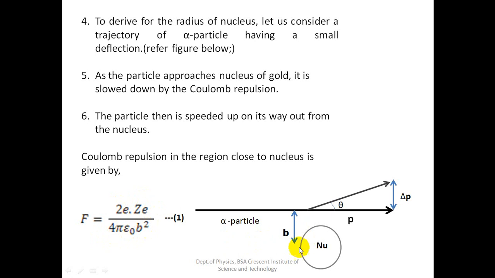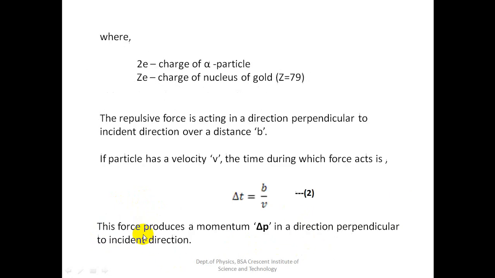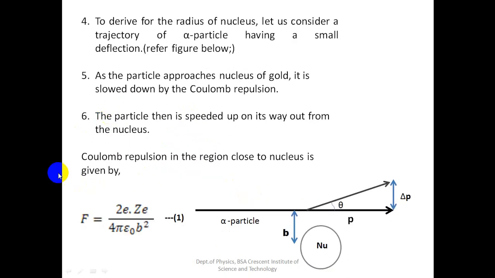The distance is, you can find, this is the distance: b squared, the impact parameter squared. Well, so here it is described. 2e is the charge of the alpha particle, Ze the charge of the nucleus. Well, gold's atomic number is 79. So this repulsive force is acting in a direction perpendicular to the incident direction over a distance b. So how would it act? The repulsive force would act in this direction, trying to push the trajectory out of its way. So it acts along this direction.